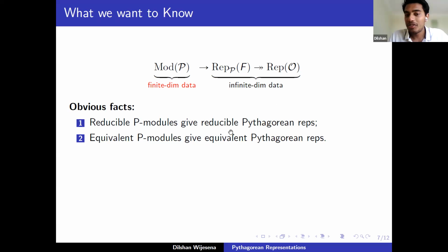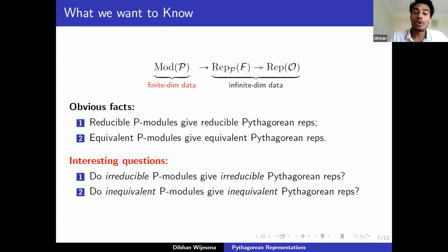So we don't want to get reducible representations. We want to get irreducible representations, and also we want to get inequivalent representations as well. So actually, the more interesting questions that we want to ask, and which are much more difficult, are the following. Firstly, what we want to know is, do irreducible P modules give irreducible Pythagorean representations? And do inequivalent P modules give inequivalent Pythagorean representations?